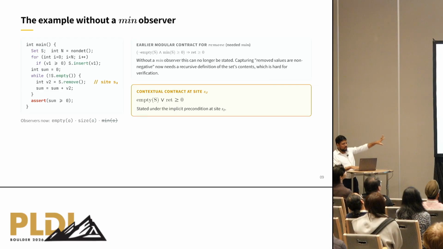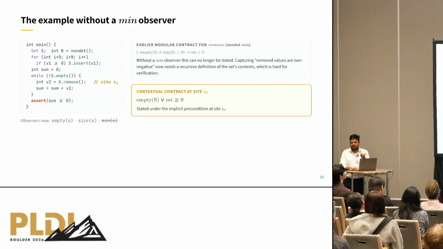You just say, let's say for remove, no matter what element I pull out, it's going to be non-negative. And why is this okay? Because under the implicit precondition at that call site, it is in fact true that no matter what element you pull out of the set, it's going to be non-negative. I really only added non-negative elements to the set, so of course it's going to be true. So contextual contracts in general can be simpler and easier to come up with. And they still help you construct this kind of hybrid guarantee about your client code.